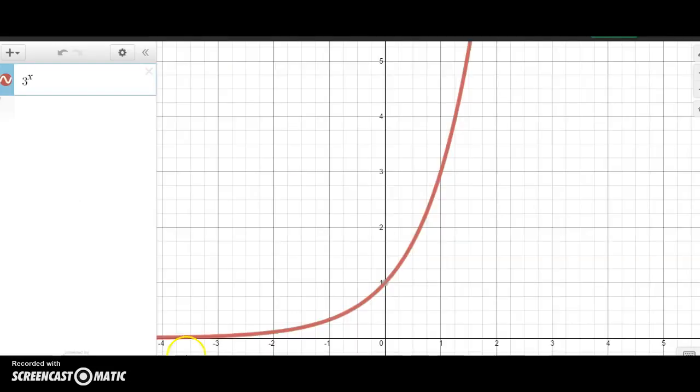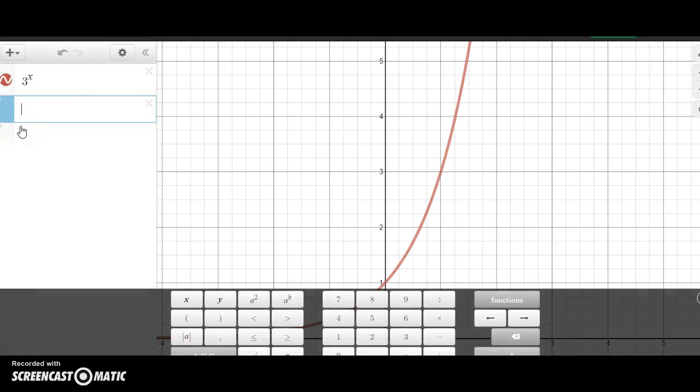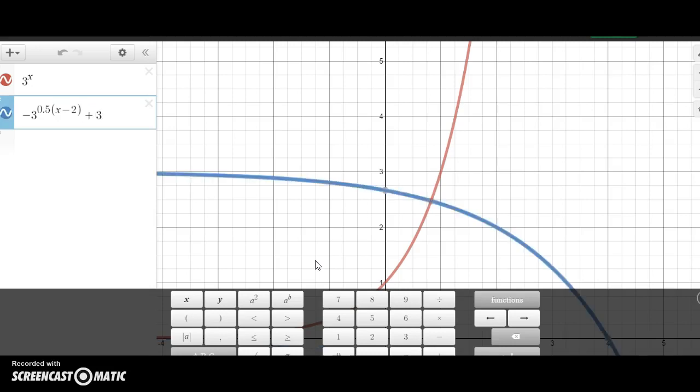But if I did have that, let me just put this in here in a different color. So we got -3 to the power of, and I'll just mumble as I move through this. 0.5 bracket, x minus 2, close your bracket, and then move this down and add 3, and it should look something like this. Now, does that make sense to you? I don't know if it does. Let's see if it makes sense to me.